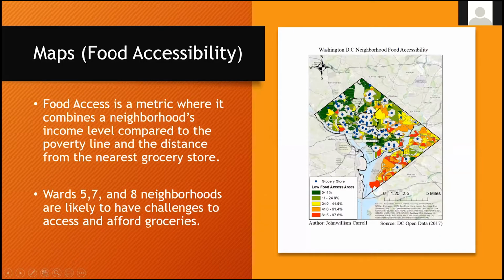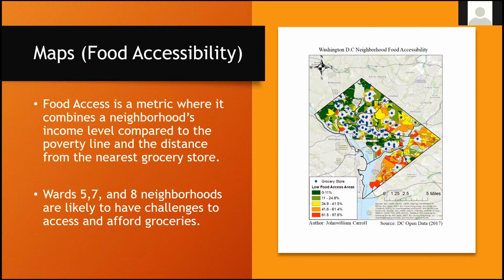Some of the data I collected from DC Open Data, which is the Open DC GIS source resources. I also collected from DC Health Matters, which is funded by, I believe, the National Institutes of Health, and I took some of the data and put it into the latest version of ArcGIS, which I believe is 10.8.2. One of the data shown here is a metric called food accessibility.